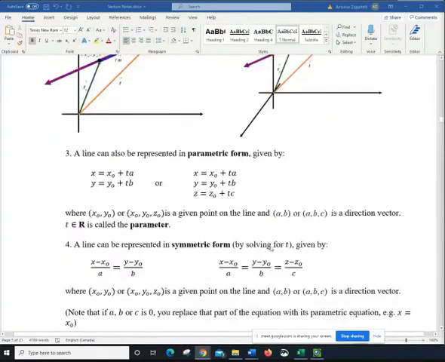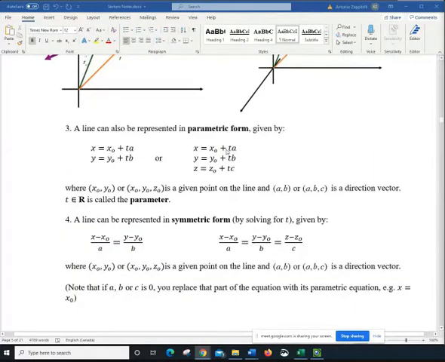But we also saw these other two forms. The parametric form is essentially the exact same thing. The only difference is we're individually writing out equations for the individual components, and we're going to see in one of the questions today how that's going to be a useful form to work with.